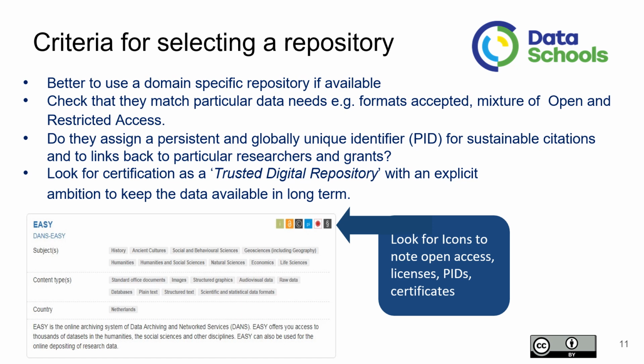Does it have a certification as a trusted digital repository with an explicit ambition to keep the data available in the long term? Now, on the bottom of this page, you will see just an example of a repository, the Easy repository, and at the top of that repository's page, there's a number of icons that will indicate whether it is open access. It will indicate the type of licenses it supports. It will also give you an indication whether it has persistent identifiers and what the type of certificates is that has been added, like a trusted repository and so on, to this specific repository.